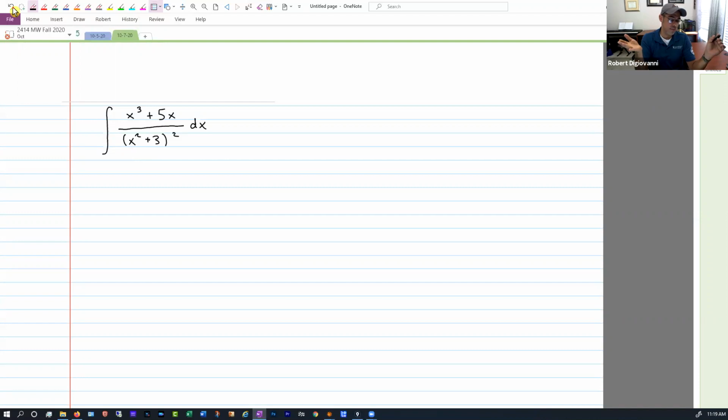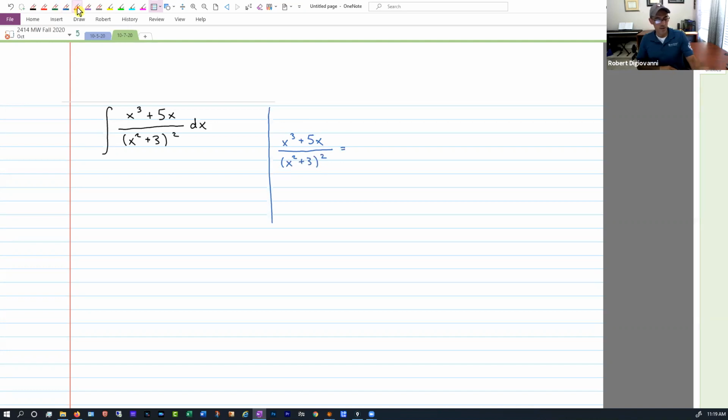Okay, so the next thing would be to factor the denominator. But you can't factor the denominator, right? It's already x squared plus 3, you can't do anything with it. And the fact that it's squared means that it's that times itself. So it's already factored. So we have to do our partial fraction decomposition then. We have x cubed plus 5x over x squared plus 3, that quantity squared.